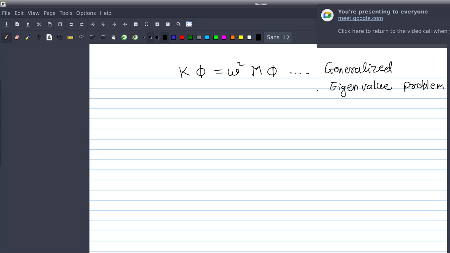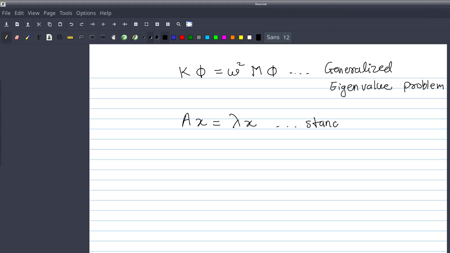Okay. So this is the generalized eigenvalue problem, isn't it? K phi equal to omega square m phi. What is the standard eigenvalue problem? So Ax is equal to lambda x. Yes, that is Ax is equal to lambda x. This is called the standard eigenvalue problem.